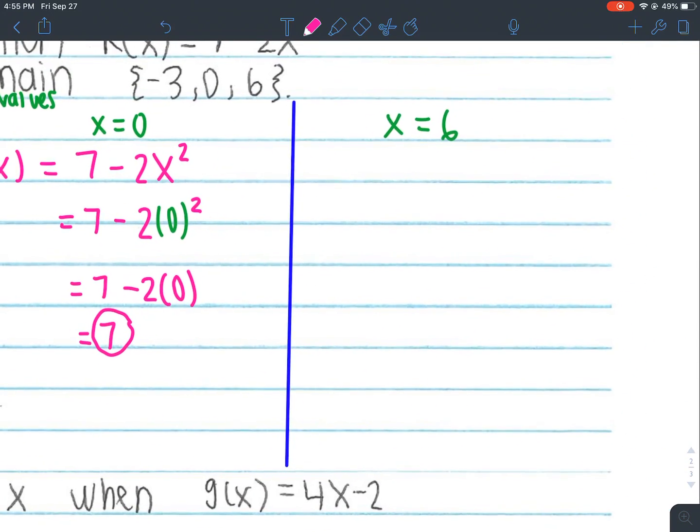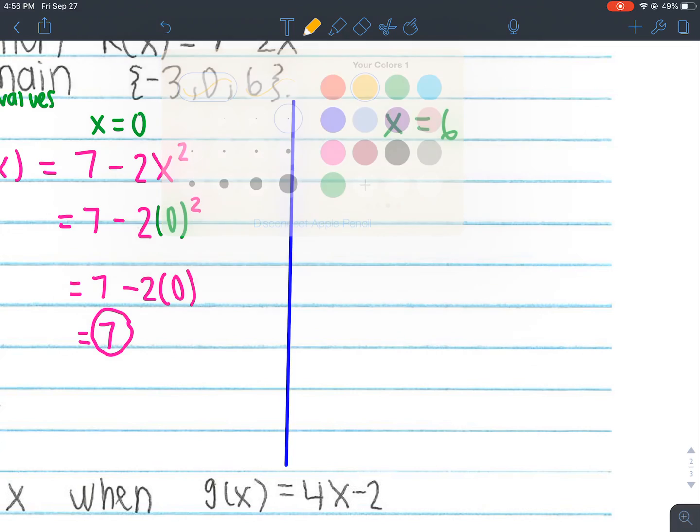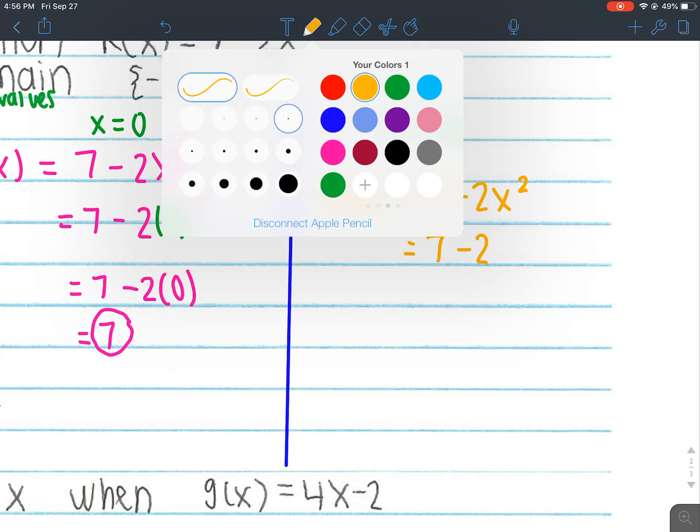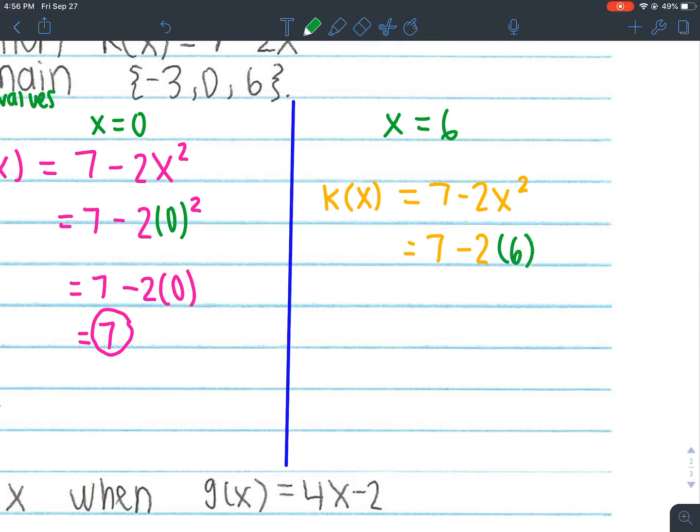Okay. And then for the last example, the last input value, we have x equals 6. So you're going to do the same exact thing, but instead of plugging in any of the other numbers, you're going to plug in a value of 6 for your x value.